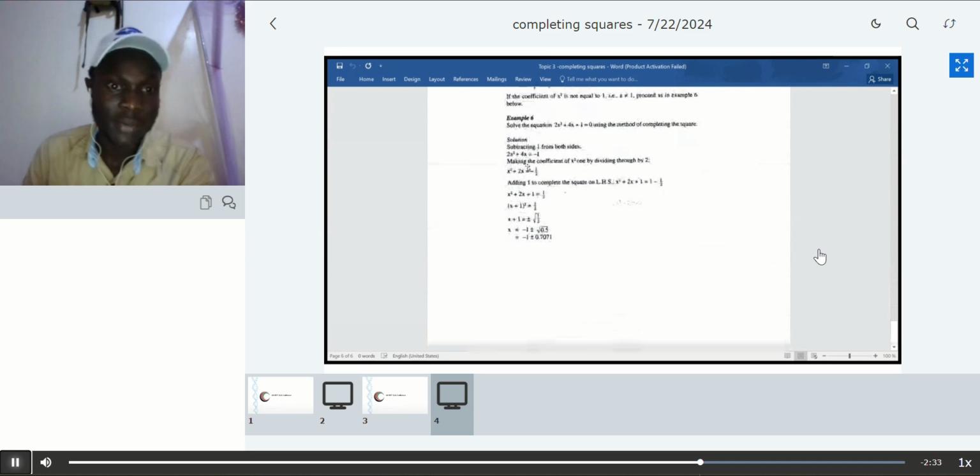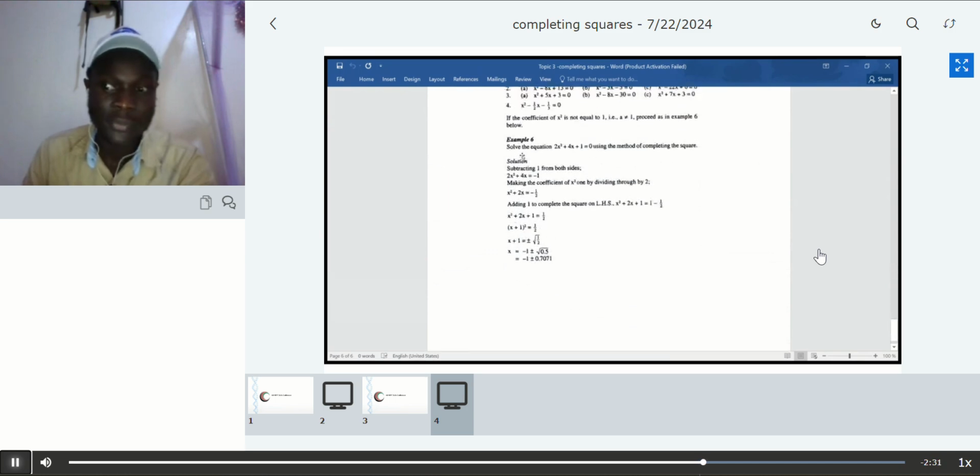We have another example, example 6 here. We solve the equation 2x² + 4x + 1 = 0 using the method of completing the square. By subtracting 1 from both sides, we get 2x² + 4x = −1. We make the coefficient of x² equal to 1 by dividing through by 2, so x² + 2x = −1/2.